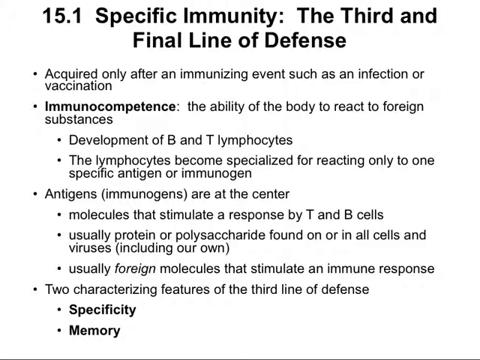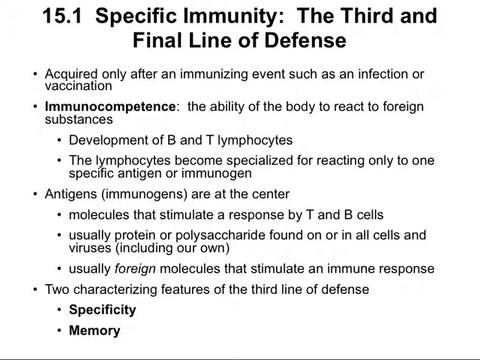The third line of defense, or acquired specific immunity. Acquired specific immunity is the resistance developed after being exposed to a pathogen. It's acquired only after an immunizing event such as an infection or vaccination, and it provides long-term protection against future attacks. And as we'll explore, it's a product of a dual system using both B and T lymphocytes. The ability of our body to react to foreign substances is called immunocompetence, and immunocompetence occurs during development of the B and T lymphocytes. These lymphocytes become specialized for reacting to only one specific antigen, otherwise known as immunogen.